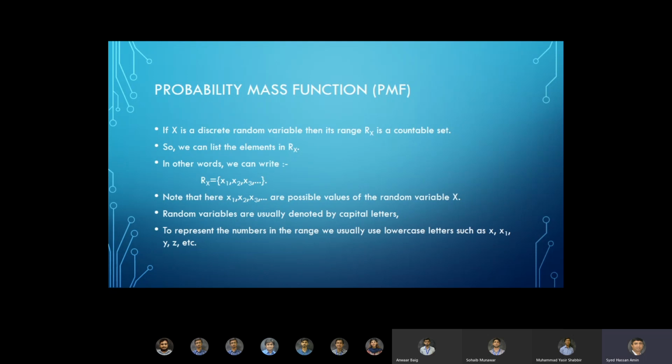Let's look at the probability mass function in a bit more detail. If X is a discrete random variable, then its range R of X is a countable set. Because it is discrete, we can list the elements in Rx. In other words, we can write Rx equal to x1, x2, x3, and so on. Note that x1, x2, x3 are possible values of random variable X. Random variables are usually denoted by capital letters. To represent the numbers in the range, we usually use lowercase letters such as small x, x1, y, and small z. So the notation is explained.